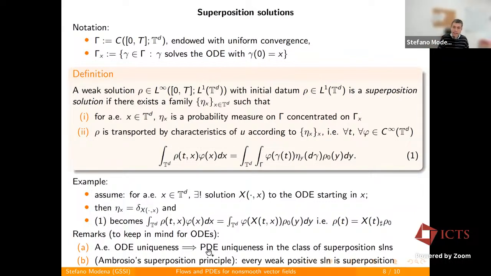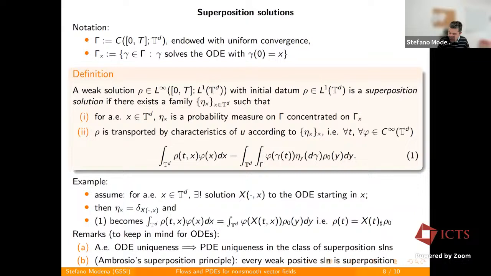So in particular, let's say that we are able to show a PDE non-uniqueness in the class of positive densities, then this would imply non-uniqueness of the ODE on a set of positive measure. Okay, so let's keep in mind these two remarks for the last slide, slide number 10.